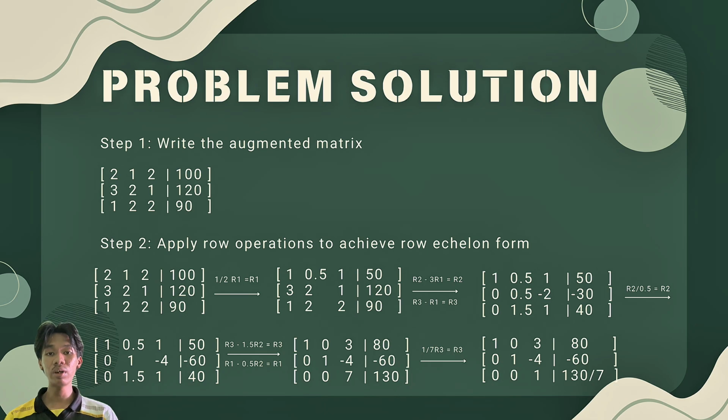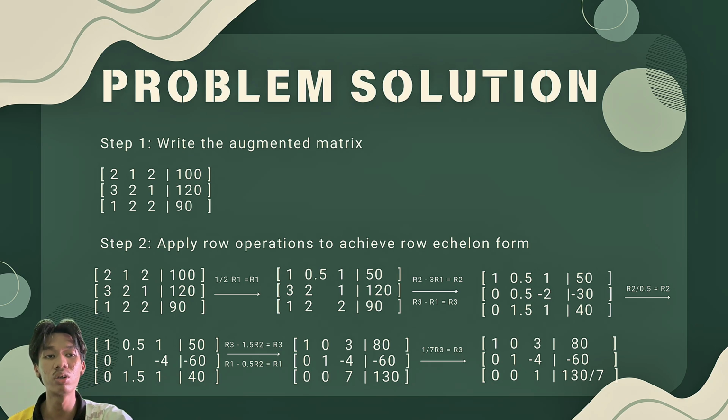To solve the given system of equations using Gaussian elimination, we first express the system as an augmented matrix. Our goal was to simplify the matrix to row echelon form through a series of row operations. We began by dividing the first row by 2 to create a leading one. Then we used the new row 1 to eliminate the values below the leading one in the first column. This allows us to simplify rows 2 and 3 accordingly.